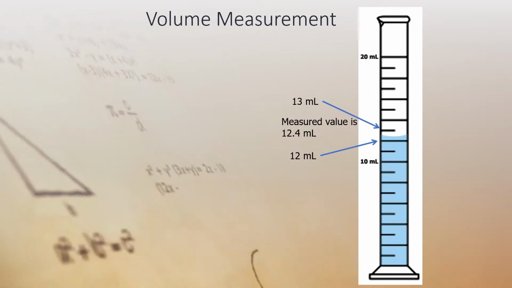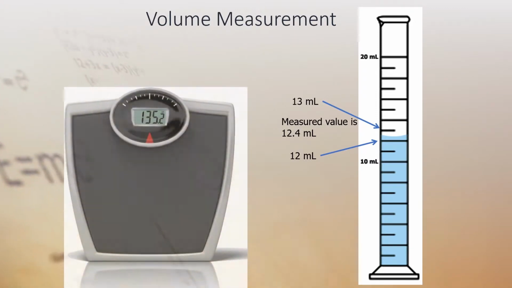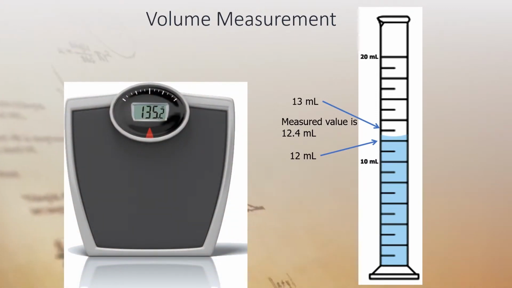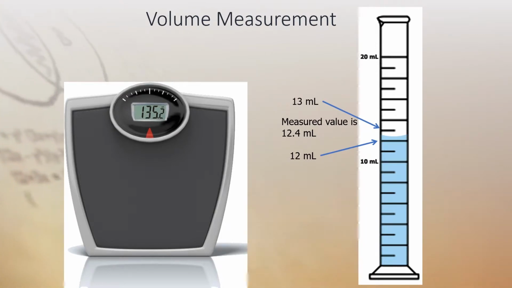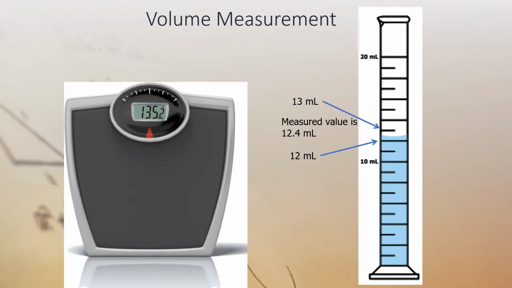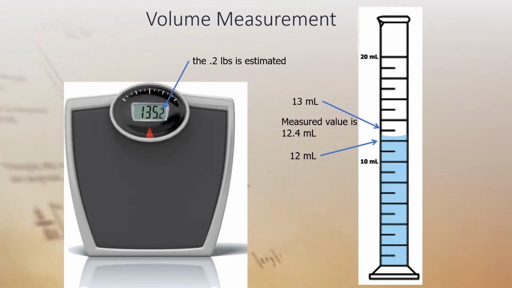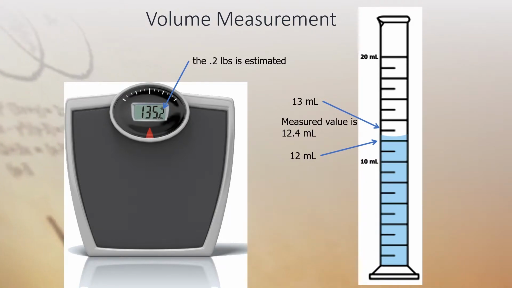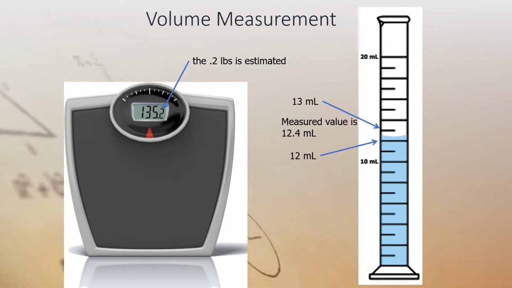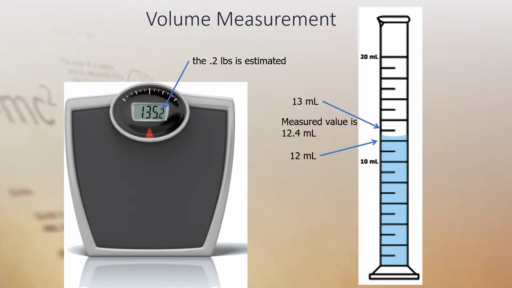Our last example deals with a digital instrument such as the digital bathroom scale shown. It simply displays a number that we read. Even so, we still assume that the last value read is being estimated by the machine. In the example, the weight shown is 135.2 pounds, but we must assume that the last digit, the 0.2 pounds, is an estimated value.